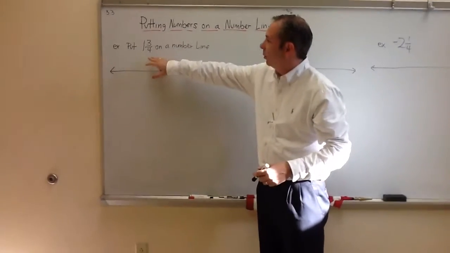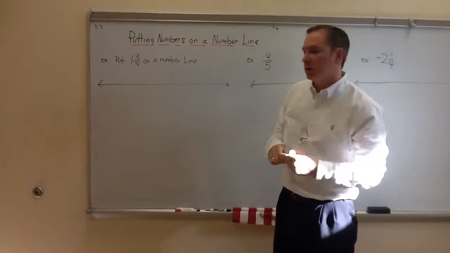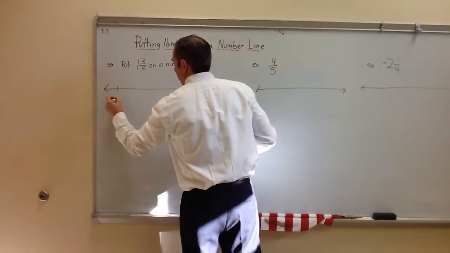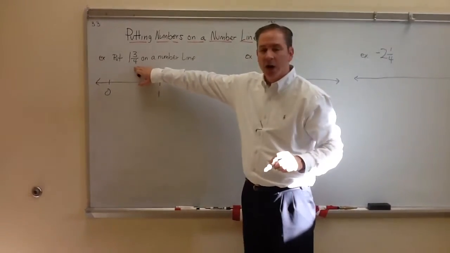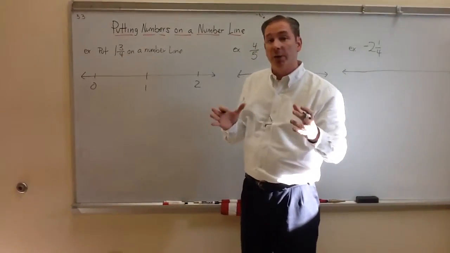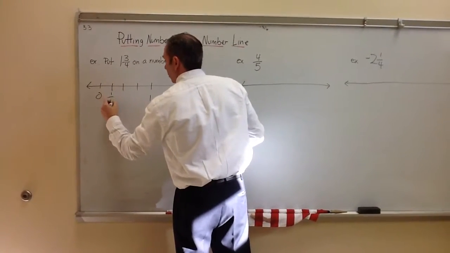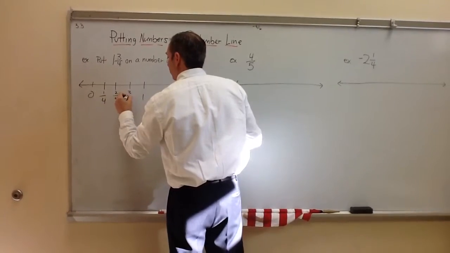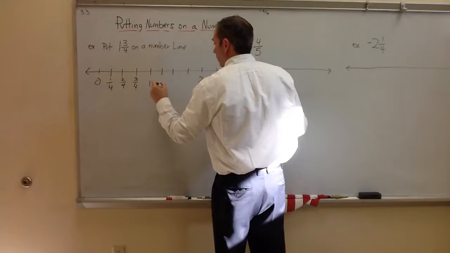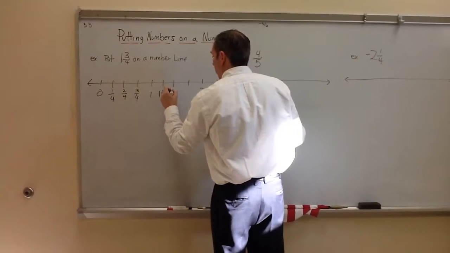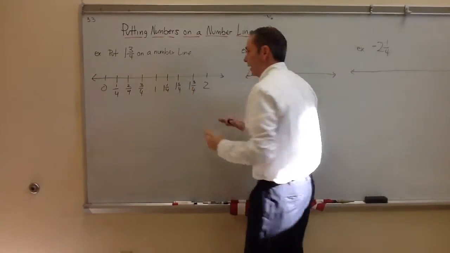Okay, let's start off with putting 1 3/4 on a number line. Now 1 3/4 is between 1 and 2, so we can start, say, at 0, and then we'll need 1 and 2. Now, with a denominator of 4, we're going to have to split each unit up into fourths. So we have 1, 2, 3, that'll be 1/4, 2/4, 3/4. Now 1 is 4/4. Now we'll split this up again, and we have 1 and 1/4, 1 and 2/4, which is 1 1/2, 1 and 3/4, and then 2.